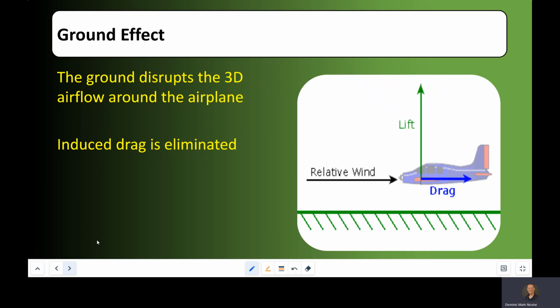All right, so there's just a little bit of a graphic to help you understand. Outside of ground effect, we have a tilting of the lift vector as the relative wind got tilted up. That's all eliminated the closer we get to the ground.